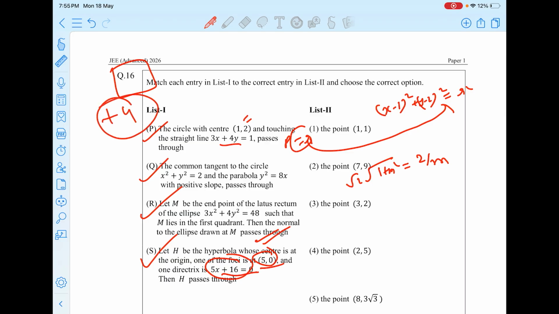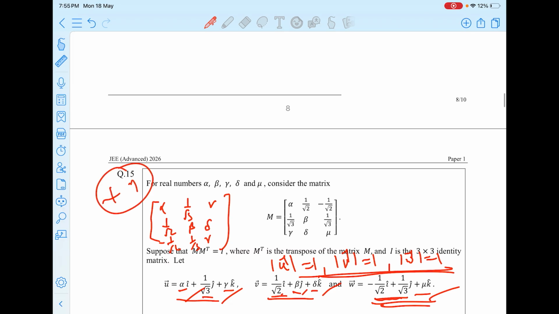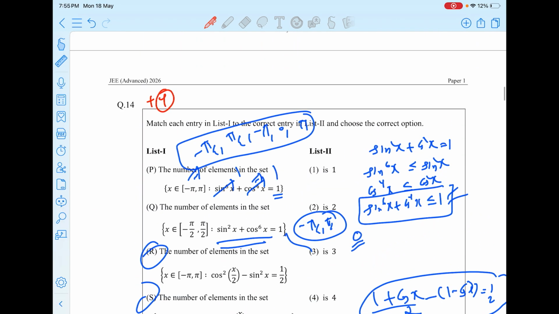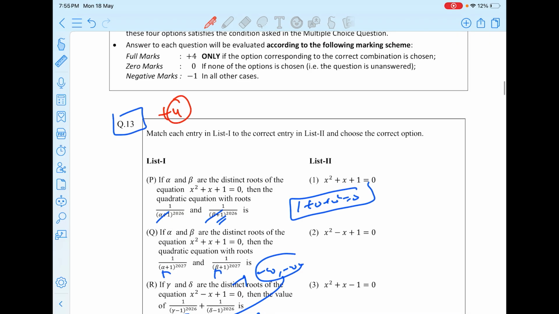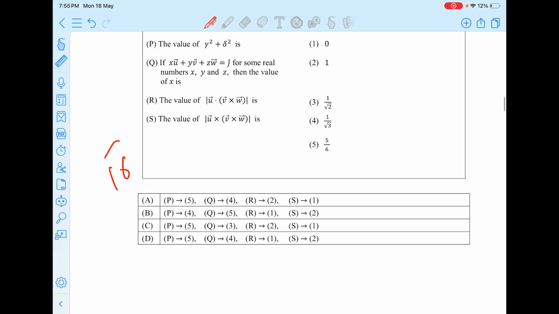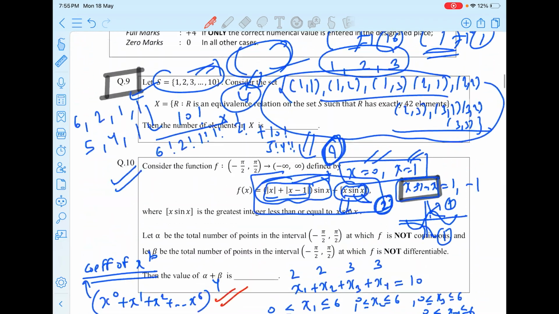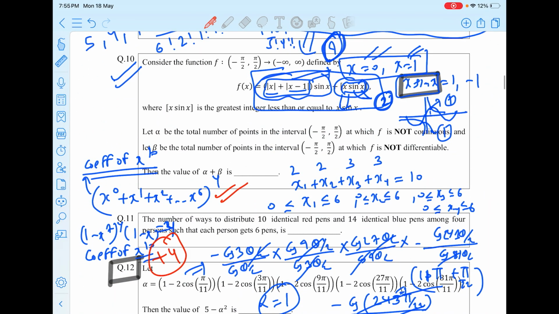So here we can expect that you should get plus 4 marks. Here you can get plus 4 marks. This was also plus 4 and this was also plus 4. So basically here you could have easily got 16 marks. Now let's see numerical based. Numerical based 4. Let's see, 4 marks in the numerical.